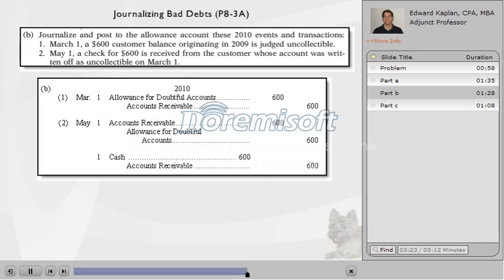Okay, so here's the transactions you see. To write off the amount using the allowance method, we will debit the allowance for doubtful accounts for $600 and credit accounts receivable in the same amount. Now technically we would also credit accounts receivable dash the customer name just to be more specific, so that in our records we would know exactly which customer.